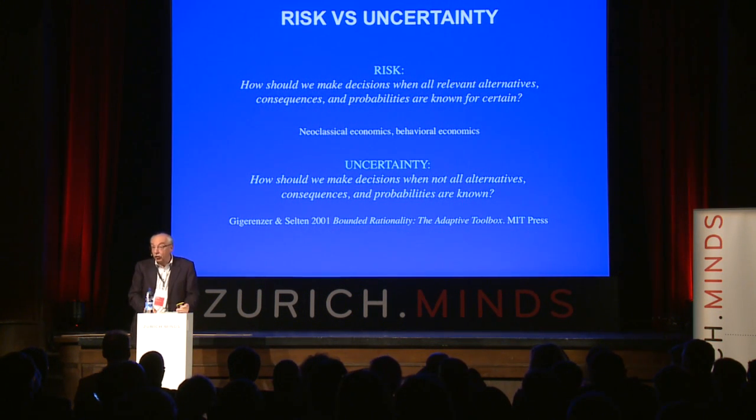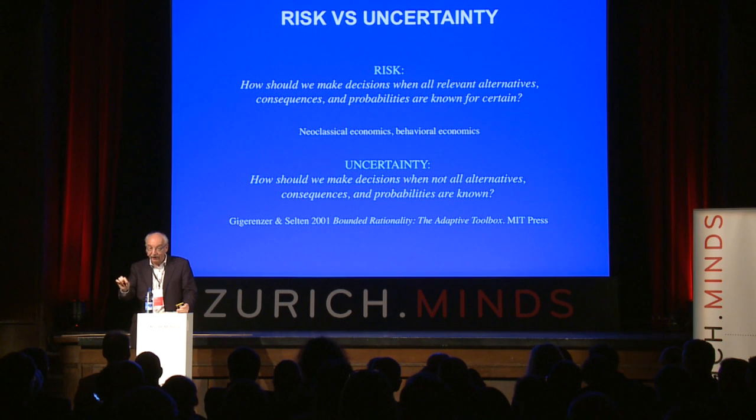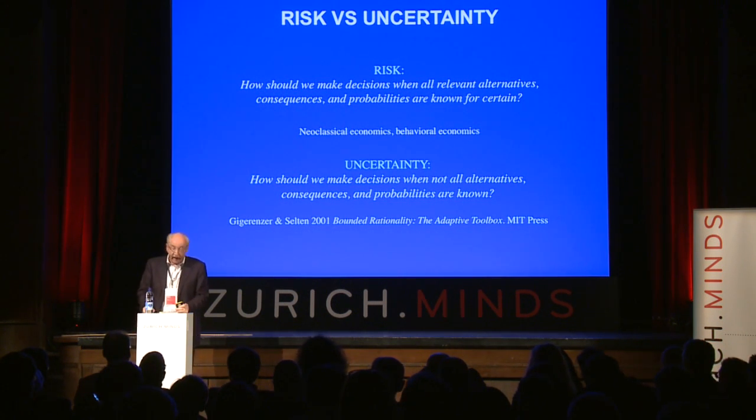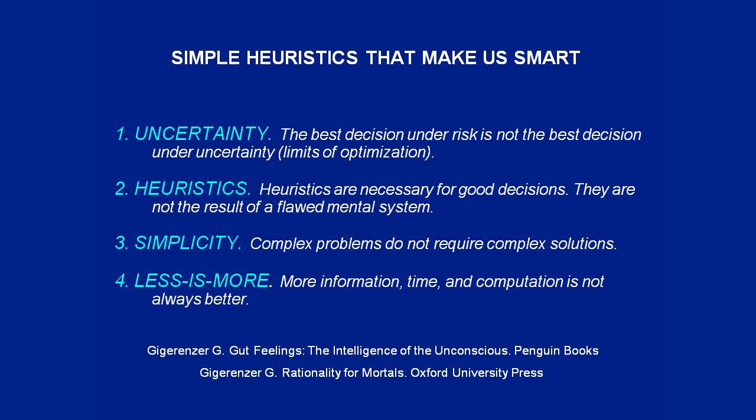And I will talk about less is more, about how to make better decisions with less information, not just faster and with less effort. And I hope that some of you will leave here sleepless, particularly those who have gotten an MBA or some other university training. Okay, this is what I will talk about. First, about uncertainty. The best decision under risk is not the best decision under uncertainty. This is about the limits of optimization. We already had heard about that.